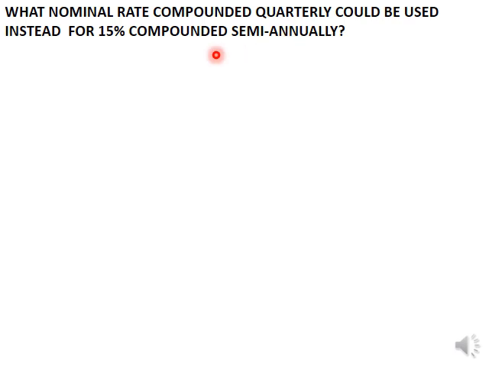Now we have money which is 15% compounded semi-annually, and then we want to convert that to quarterly compounding. What must be the nominal rate? Okay, what is the idea to use? The idea to use is the effective rate, meaning the effective rates of these two compounding must be the same.